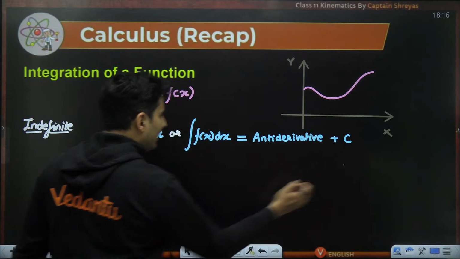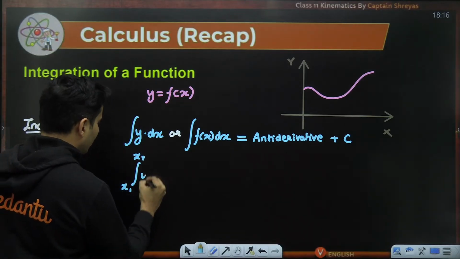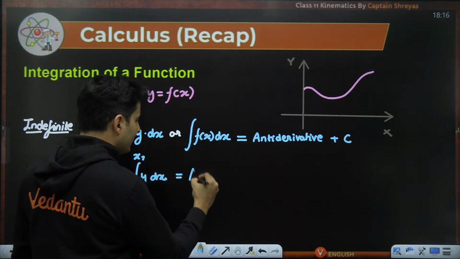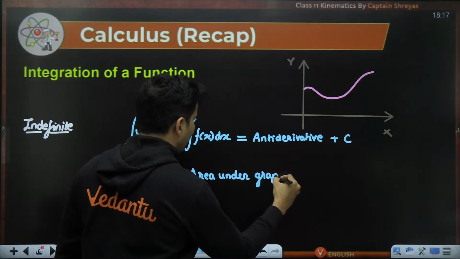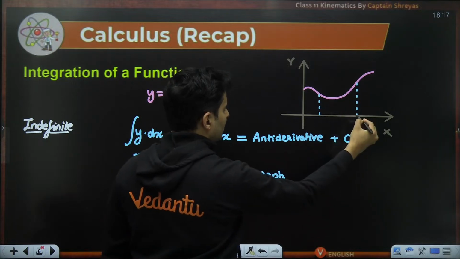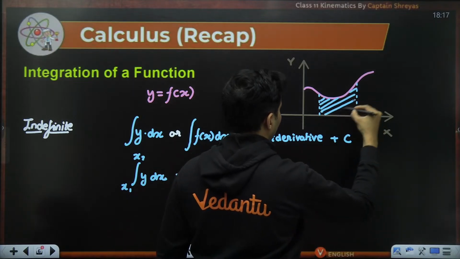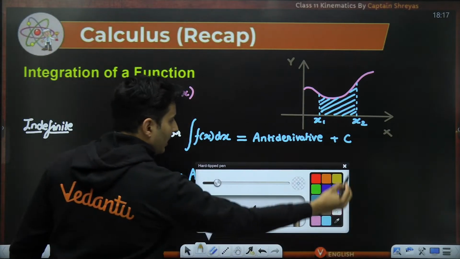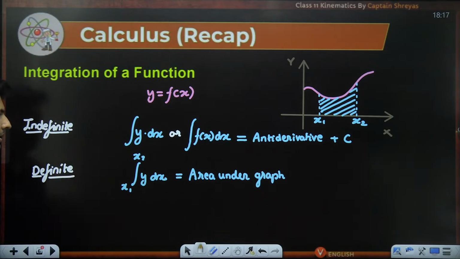So if you put limits over here, like for example like this, x1 to x2 y dx, then that will always give me area under the graph. Like say example like this, maybe this is some value to this some value. So this particular area is what I'll get if I integrate it with limits. And remember, that was called as definite integration.